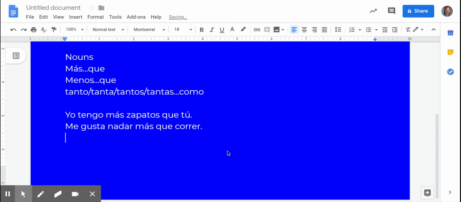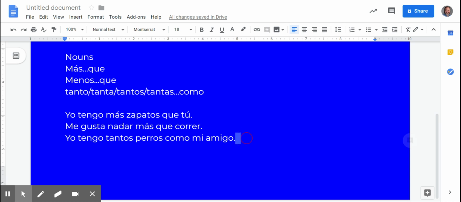Now, if you want to say, yo tengo tantos perros como mi amigo. I have as many dogs as my friend. Okay, so dogs, more than one, and it's masculine. There's your OS at the end. So I had to use tantos to agree with it. So there's your agreement right there.